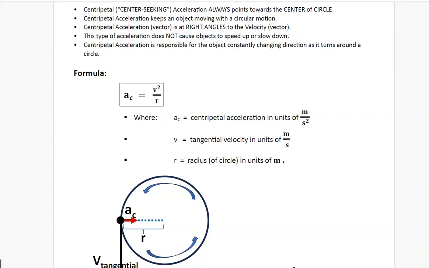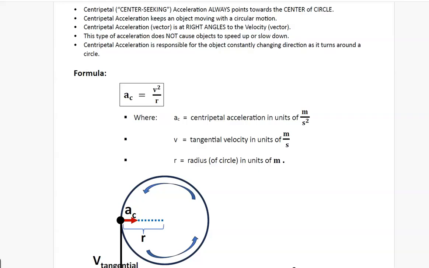So centripetal acceleration is a vector, like all accelerations, and it's at right angles to the velocity vector. All right, well, you don't see a velocity vector right now. I'll draw it out, and I'll draw out the acceleration vector. It'll become a little more obvious what I'm saying here.